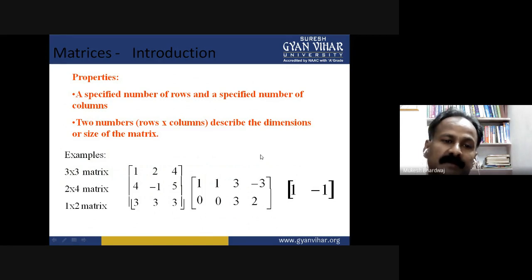For example, a 3 by 3 matrix has three rows and three columns, and in each row and each column, at a particular position, there is one element, represented within the brackets as 1 2 4, 4 minus 1 5, 3 3 3. A 2 by 3 matrix has two rows and three columns: 1 1 3, minus 3 0 0 3 2. A 1 by 2 matrix has one row and two columns: 1 minus 1.